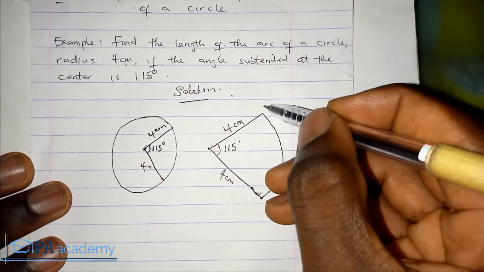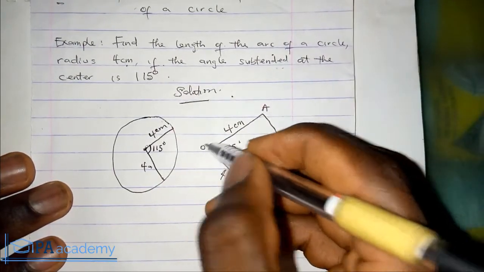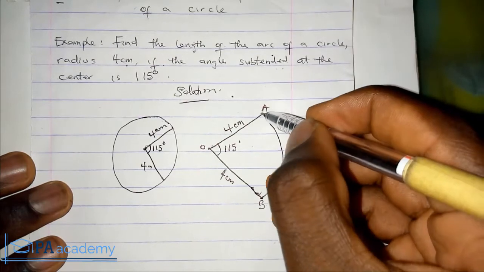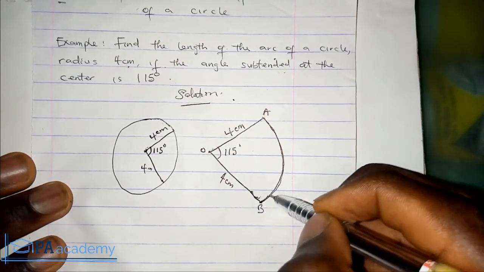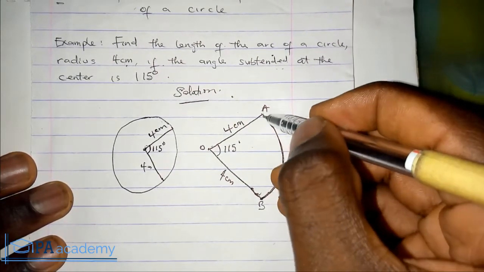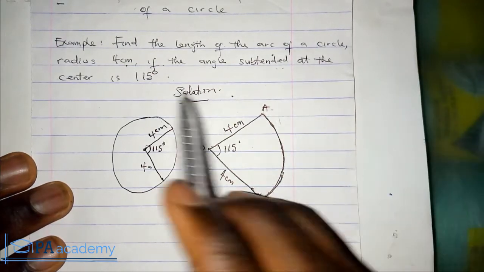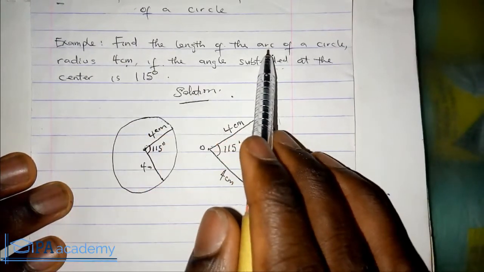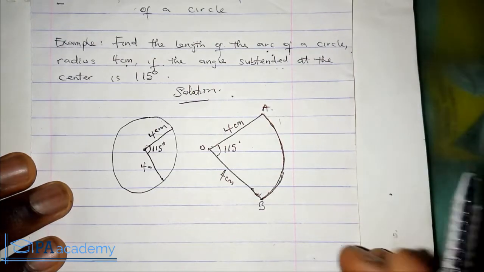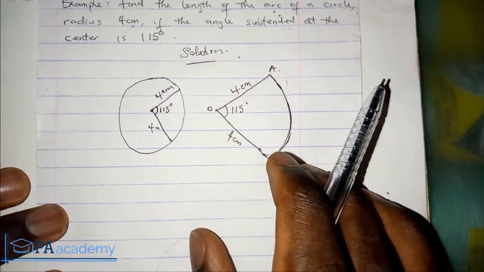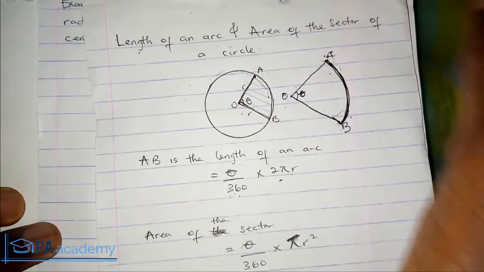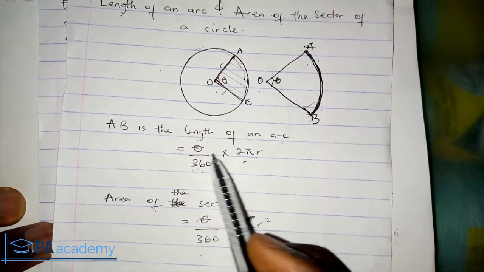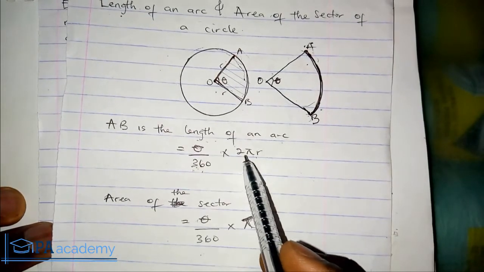The question says to find the length of the arc. Let's call this place A, this place O, and this B. That means we should look for the length of AB. If we should measure it, how many centimeters is it? That's what they are asking us to find. So we are going to apply our formula for the length of an arc, which is theta over 360 times 2 pi r.